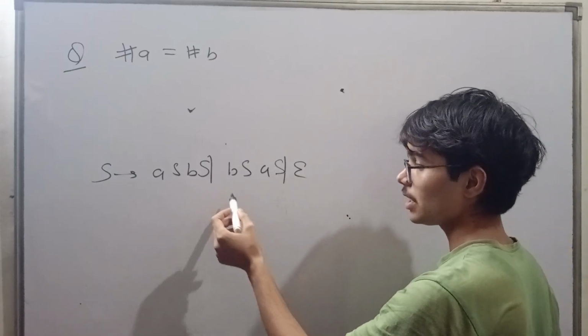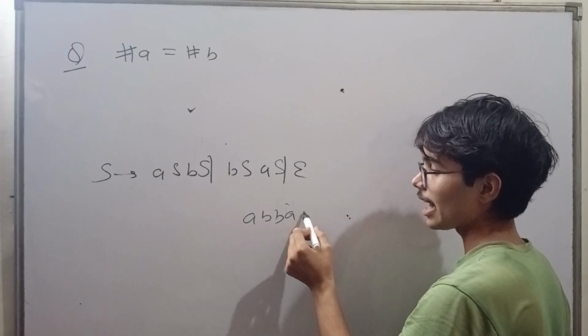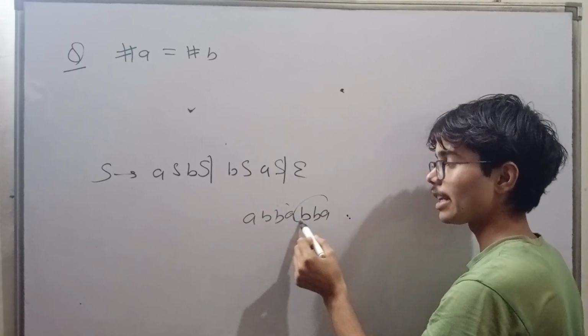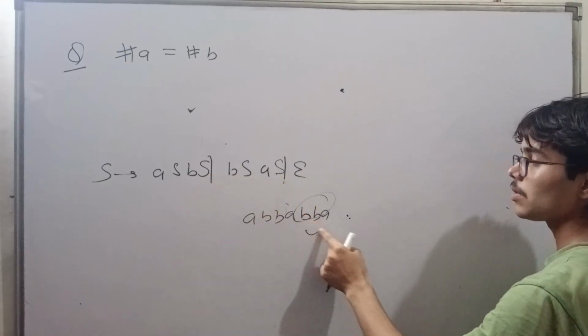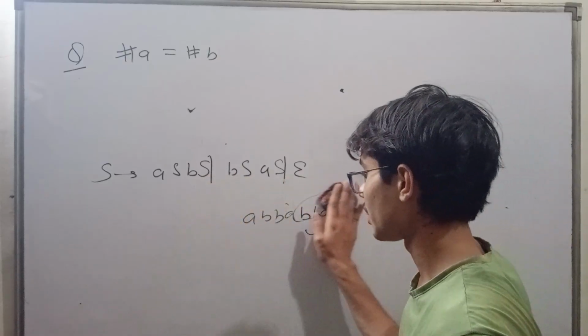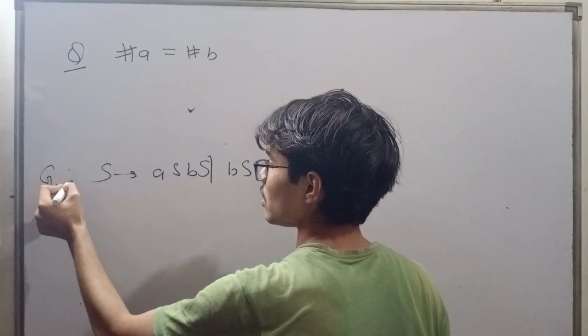You can see from this, if ABBA is there, then you can also write any string here. It can also be generated now because S is there. You can write any number of combinations from here. Okay, this is G1. This is grammar one.